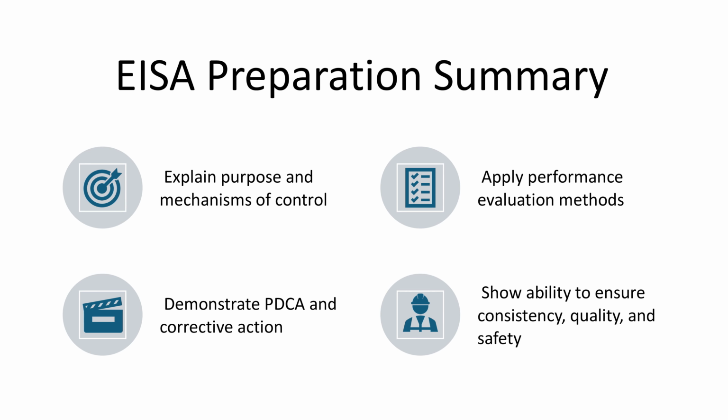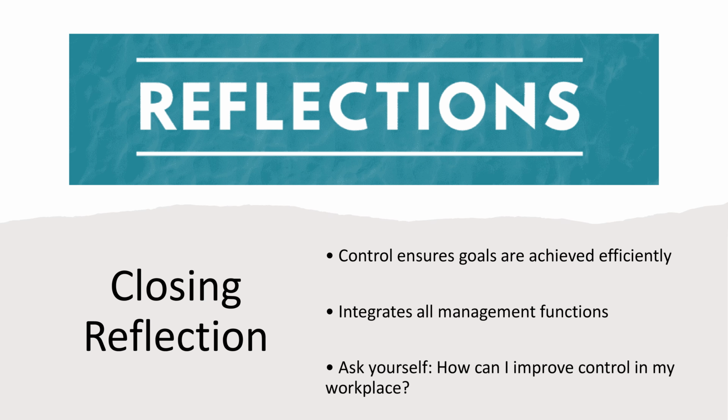In your ISA, you may be asked to: 1. Explain how you applied control methods in a production environment. 2. Identify variances and recommend corrective action. 3. Interpret performance data and evaluate outcomes. And 4. Demonstrate understanding of the PDCA cycle and its link to control. Strong control skills show that you can maintain consistency, quality, and safety under pressure, exactly what's expected from a qualified production supervisor. And now, let's recap a few of the key learning points that we covered in the session.